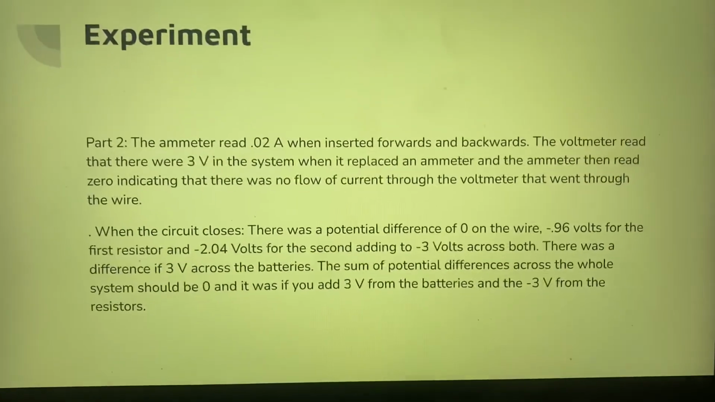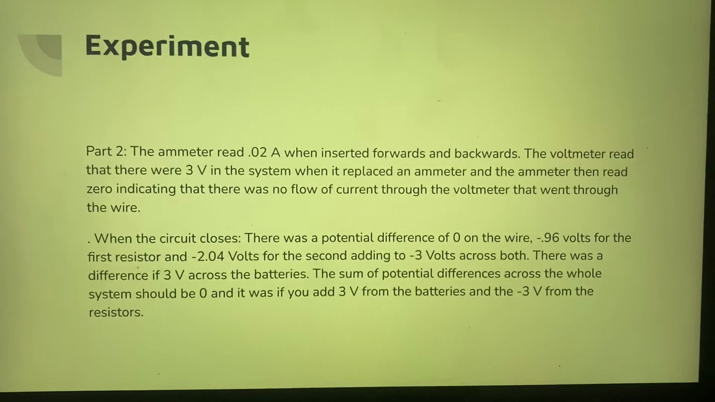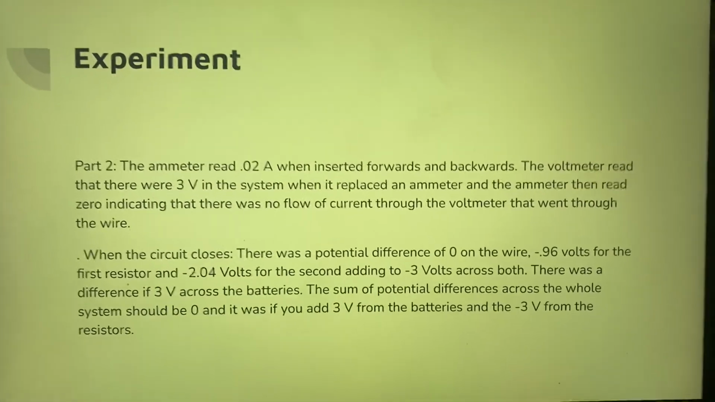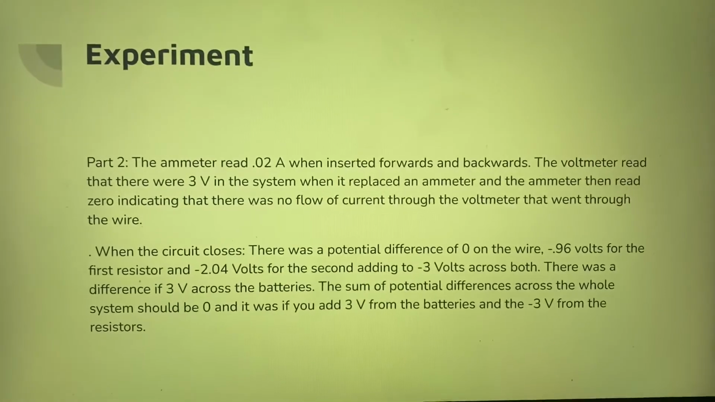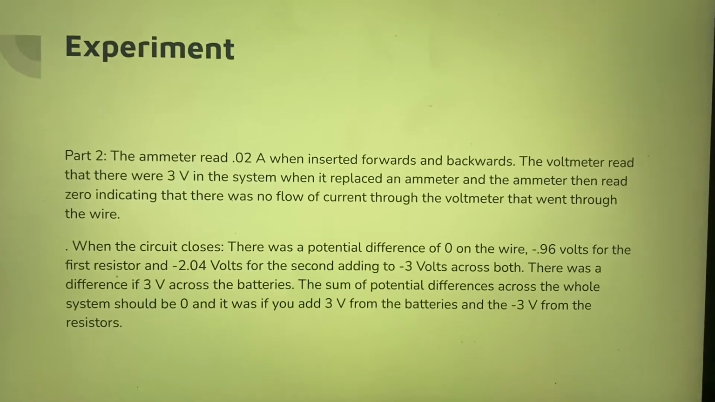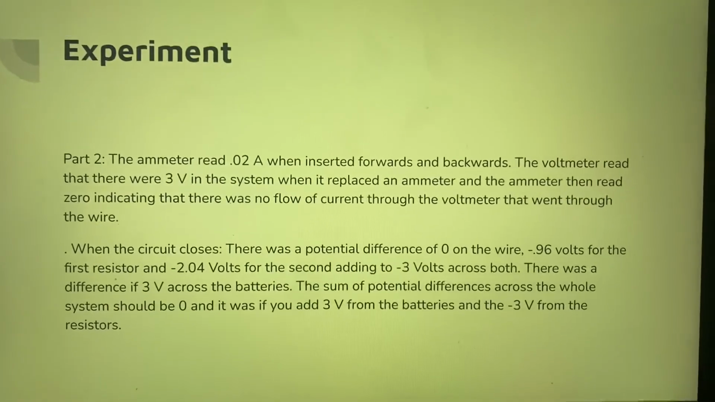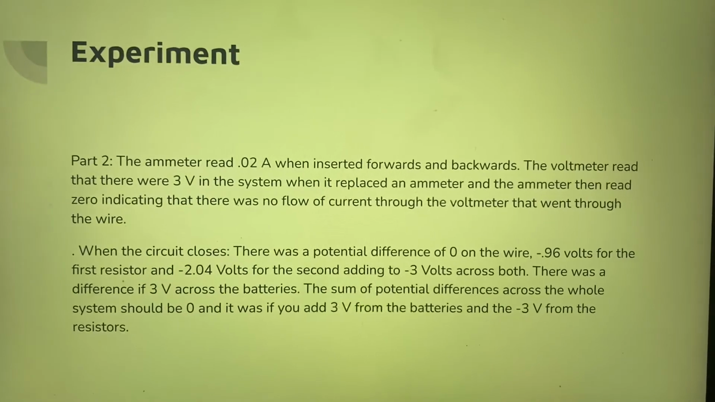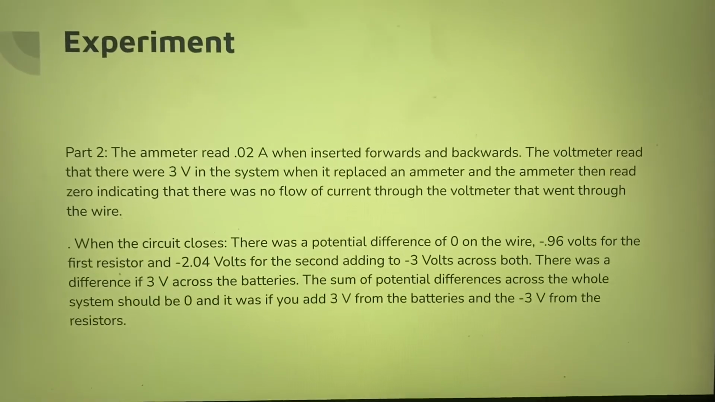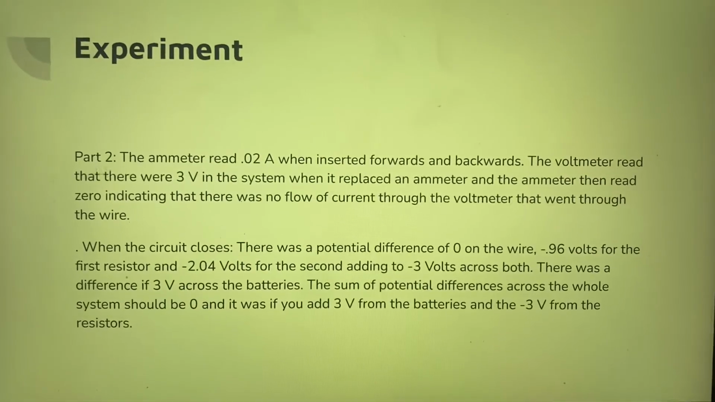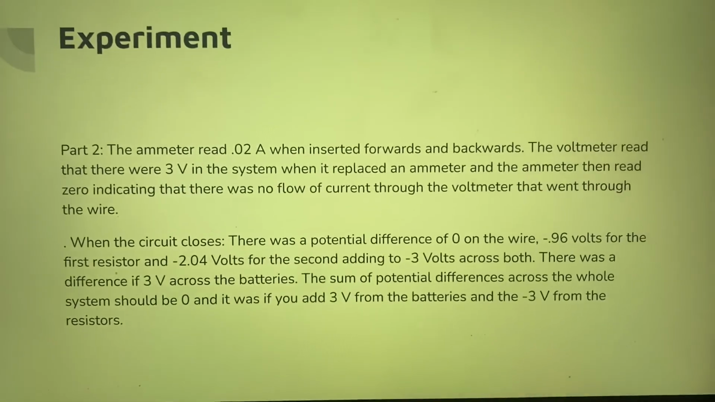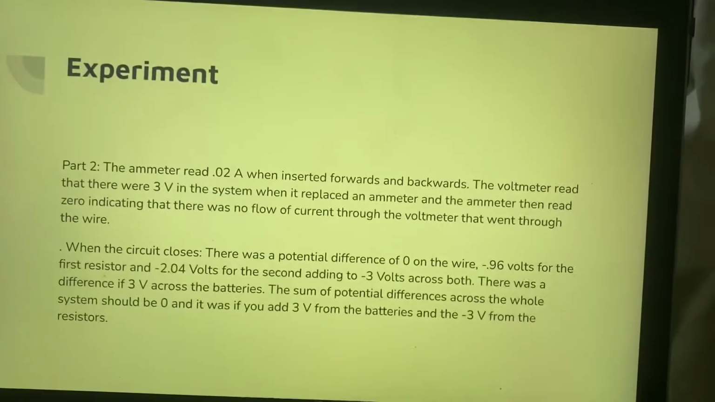In part 2 of the experiment, I set up a circuit and took ammeter and voltmeter readings at different points on the circuit. The ammeter read 0.02 when inserted forwards and backwards. The voltmeter read a 3-volt potential difference in the system when it replaced the ammeter, and the second ammeter read 0, indicating there was no flow of current through the voltmeter when it was placed into the system instead of the second ammeter.